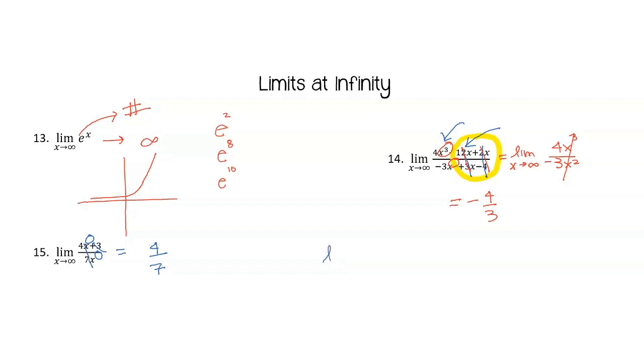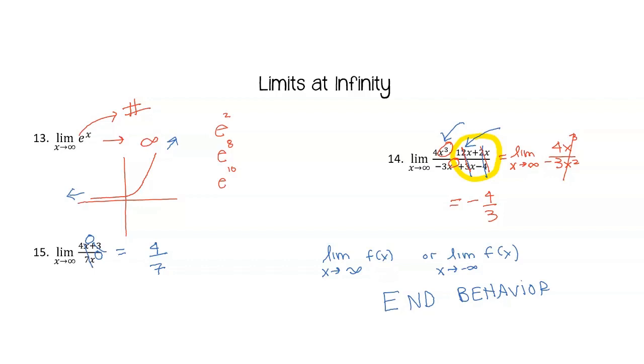And one more thing to add is that when we're looking at the limit as we approach infinity of f of x, or the limit as we approach negative infinity of f of x, what we're really talking about is the end behavior. What is going on at the ends of these graphs? We are also looking for horizontal asymptotes.